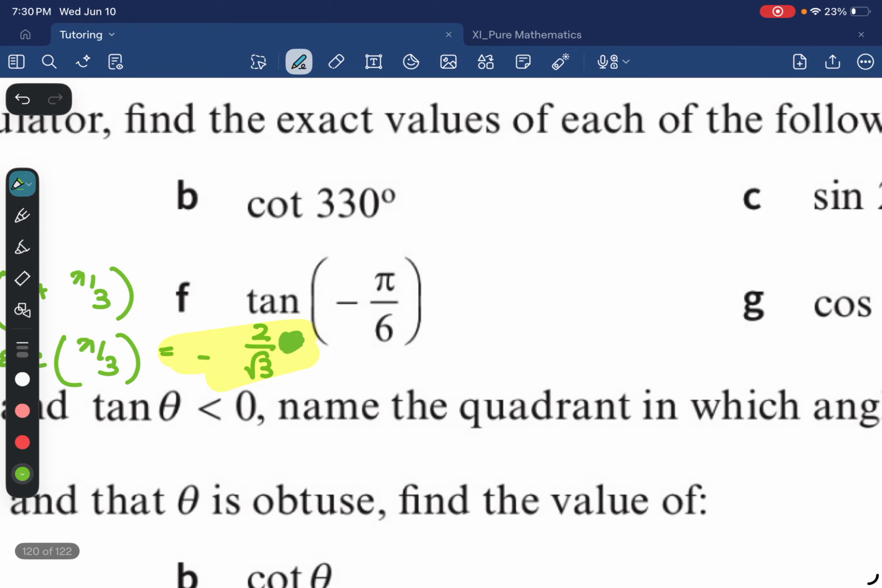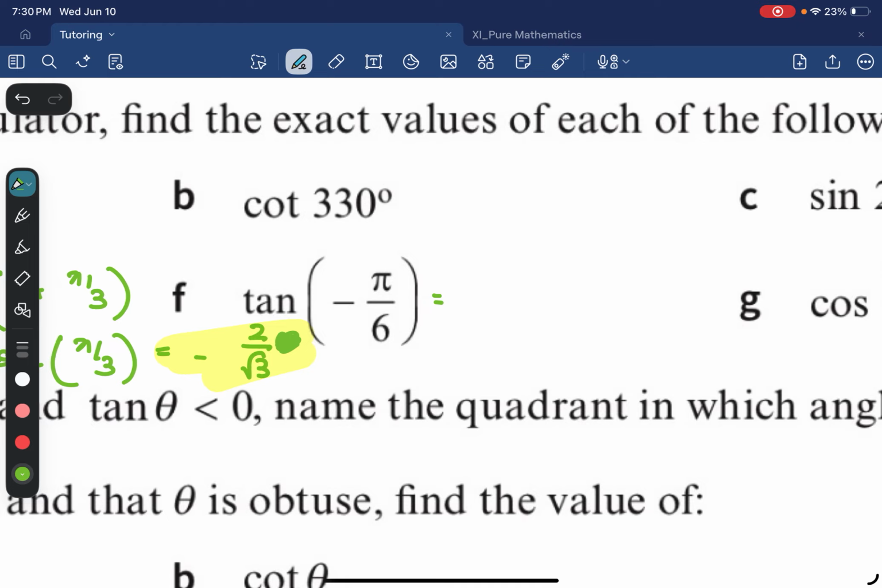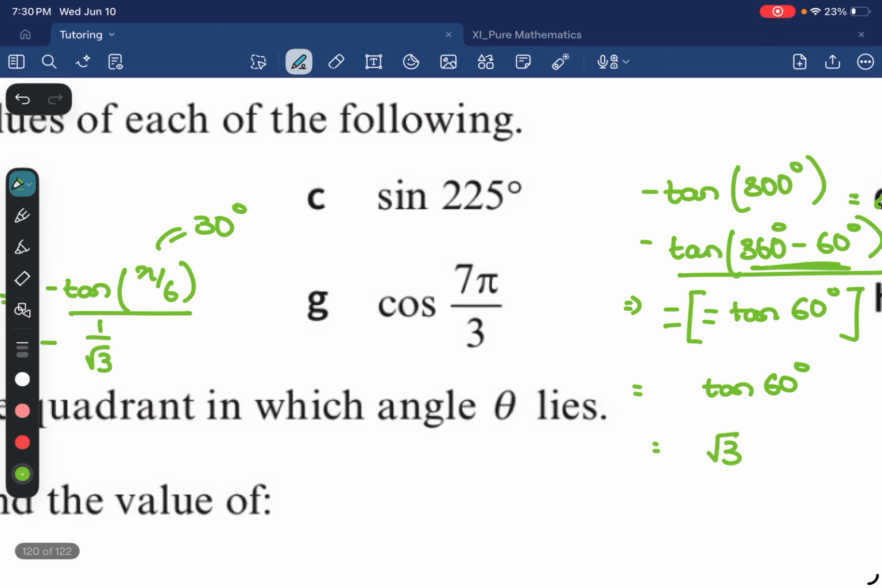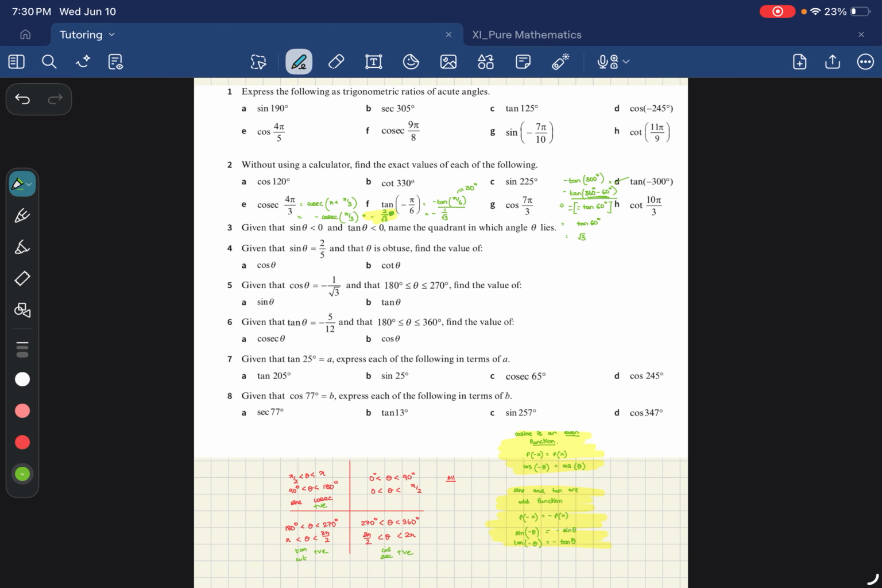That is your solution. Tan of negative pi by 6. Remember, this is just negative tan pi by 6. And what is tan pi by 6? Well, that is just 1 by root 3, right? Tan pi by 6, this is 30 degrees, and I already gave you the trig values. So that's just negative 1 by root 3.